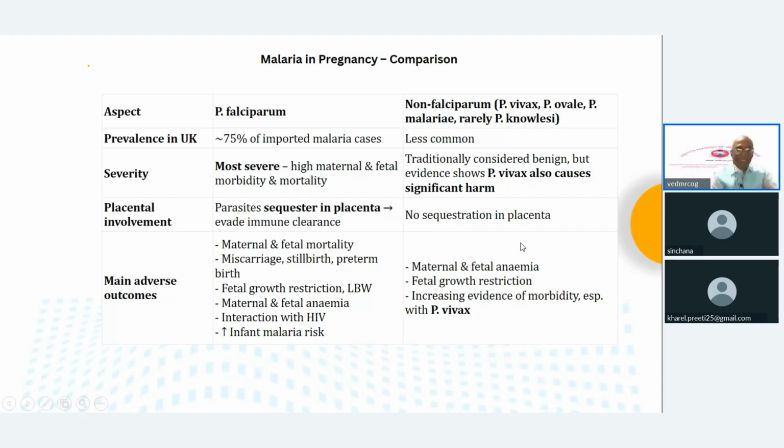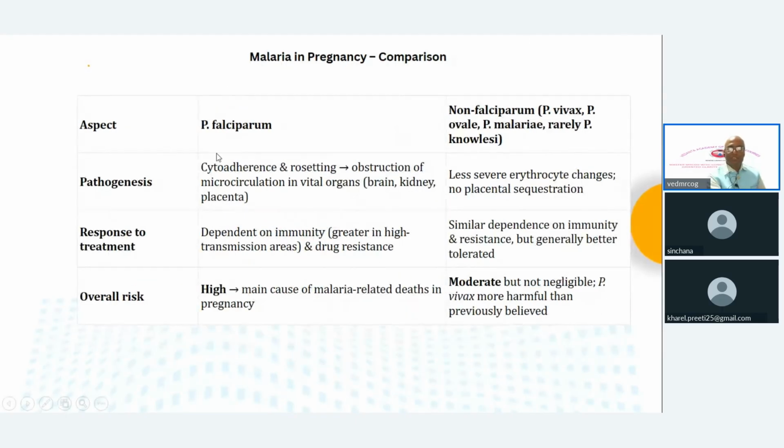In non-falciparum there is no sequestration into the placenta. It was traditionally considered benign, but evidence shows Plasmodium vivax also causes significant harm. The main adverse outcomes in non-falciparum are maternal and fetal anemia and fetal growth restriction, with increasing evidence of morbidity, especially with Plasmodium vivax. Cytoadherence and rosetting are seen in Plasmodium falciparum, causing obstruction of the microcirculation to vital organs. Response to treatment depends on immunity and drug resistance, and overall risk is very high with Plasmodium falciparum. In non-falciparum malaria, cytoadherence and rosetting are less severe.